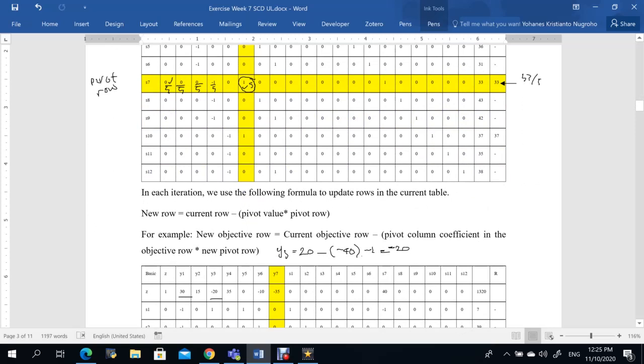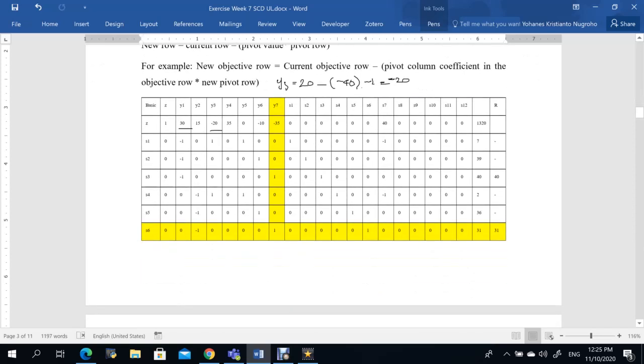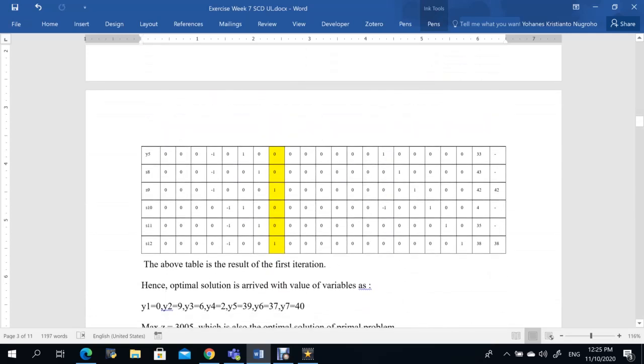We do the same for other cells in the Z row, and we do the same for cells in other rows, and therefore we have the following numbers in the second simplex tableau that we will use to find the next pivot row and pivot column to operate in iteration number 2. And here is the result for the first iteration, right?